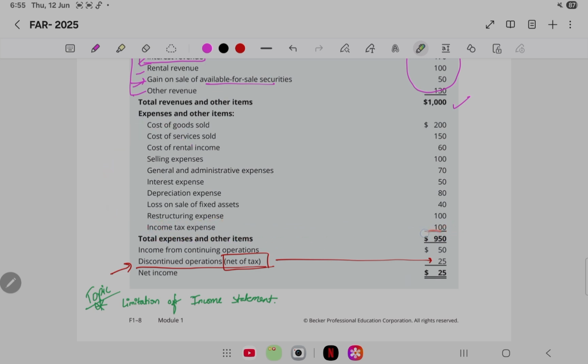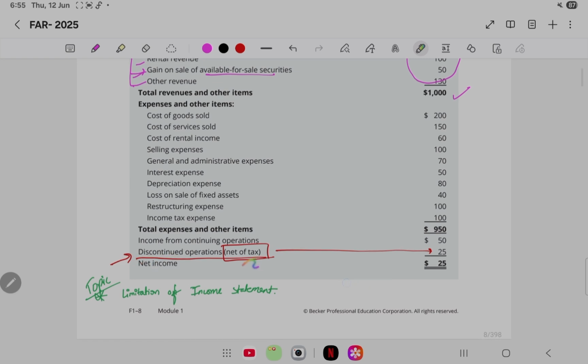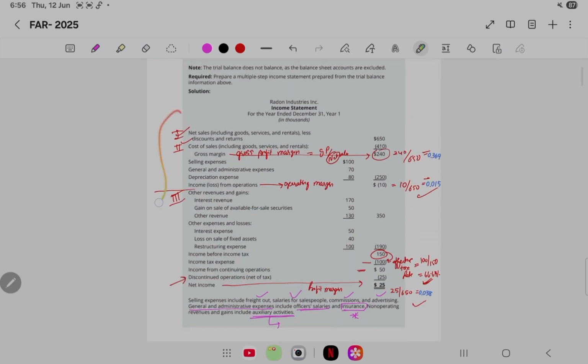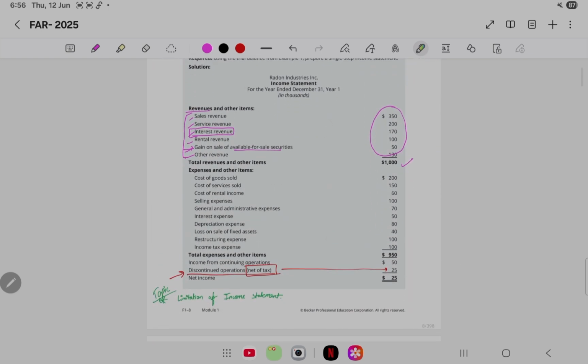Total expenses is 950. Income from the continuing operation is 50. Now discontinued operations always need to be shown separately, that is net of tax, 25. Let's suppose in this case we do not have the tax rate. If we do not have the tax rate, then how will we calculate the income tax expense here? We will calculate the effective tax rate from this method. We have given the amount, right? Effective tax rate is 66.67%.